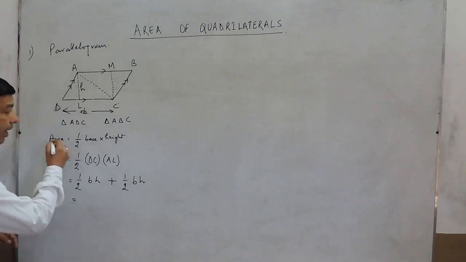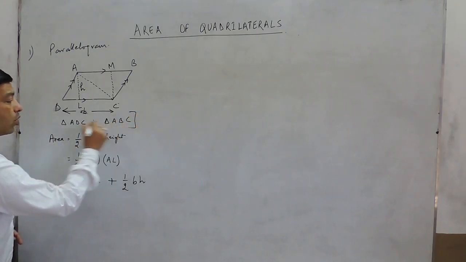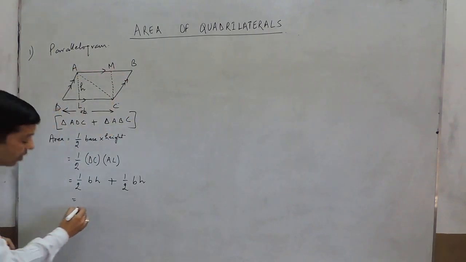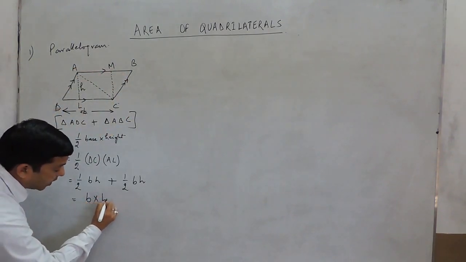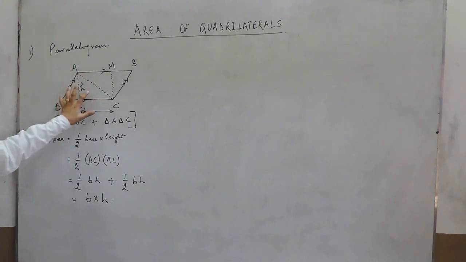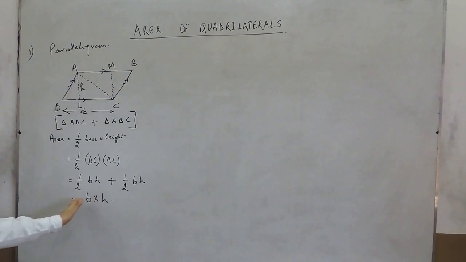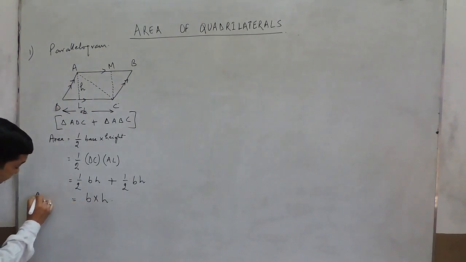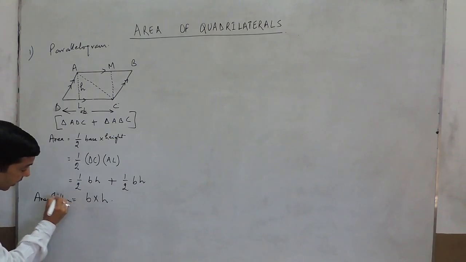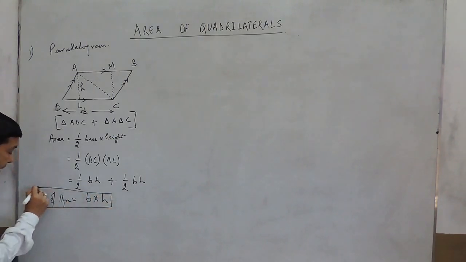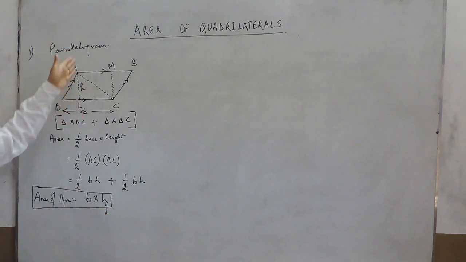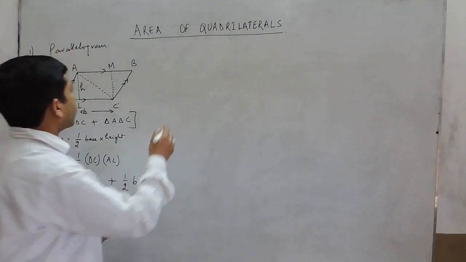So the total area of these two triangles, which constitute a parallelogram, becomes base into height. The area of a triangle is half base into height, but here there are two triangles, so it comes out to be base into height. So the area of a parallelogram is equal to base multiplied by height. When I talk about height, that means the perpendicular height between the two lines.